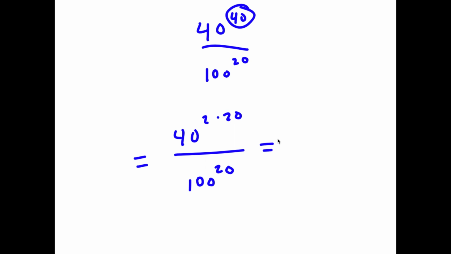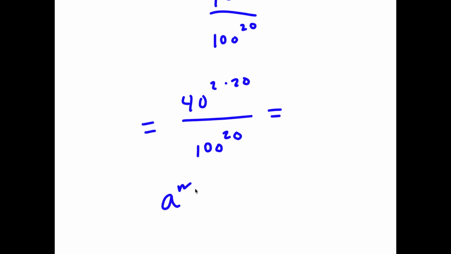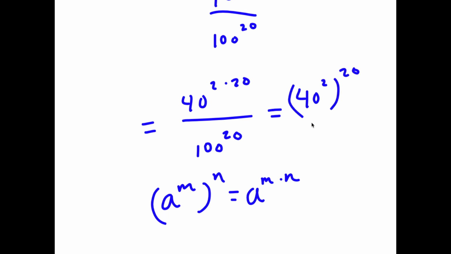And this is the same thing as if I have something in the form a to the power of m to the power of n. This is the same thing as a to the power of m times n. So I have 40 to the power of 2 times 20, so this can be written as 40 to the power of 2 to the power of 20.